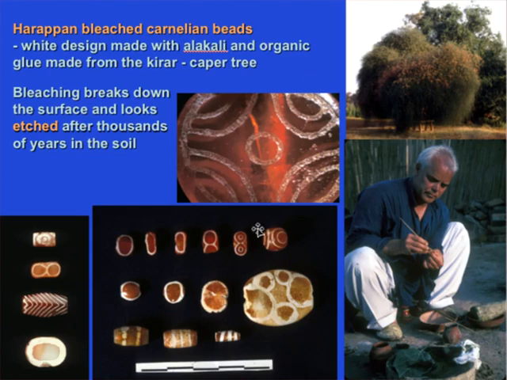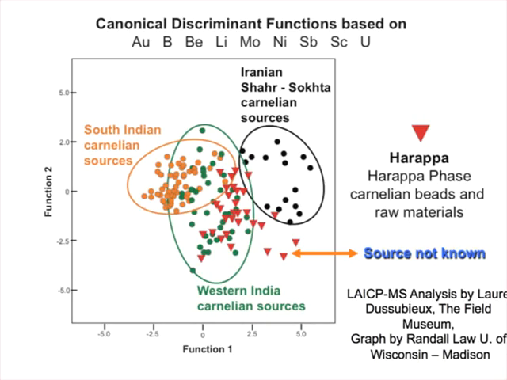The artificial technique that the Indus developed was also something that spread throughout the world. So we know that this technique was not simply used by the Indus people, but we see it in Iran, we see it in Afghanistan, we see it in Central Asia, and it eventually spread to many different regions.